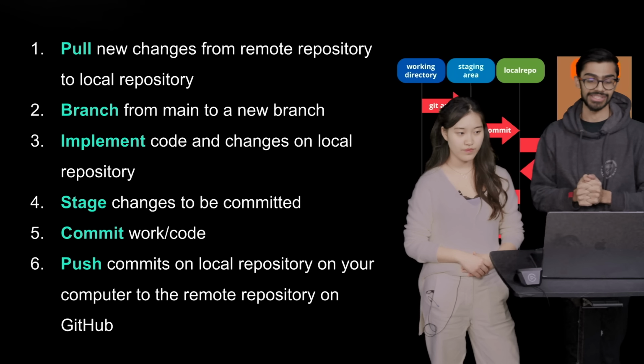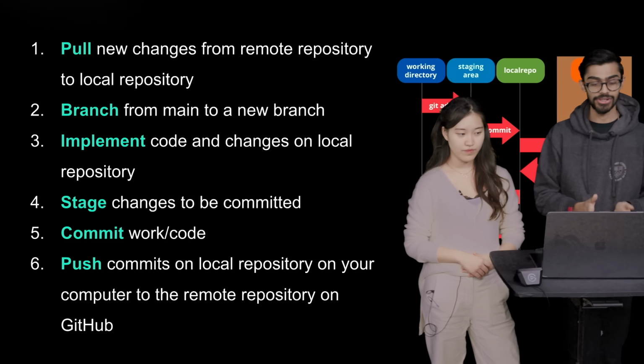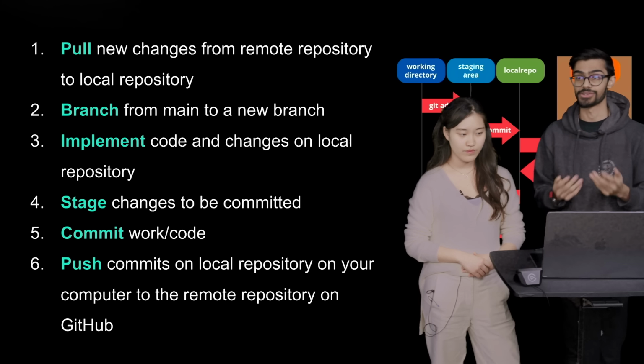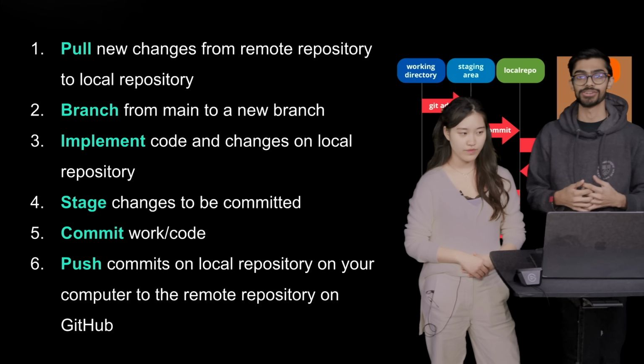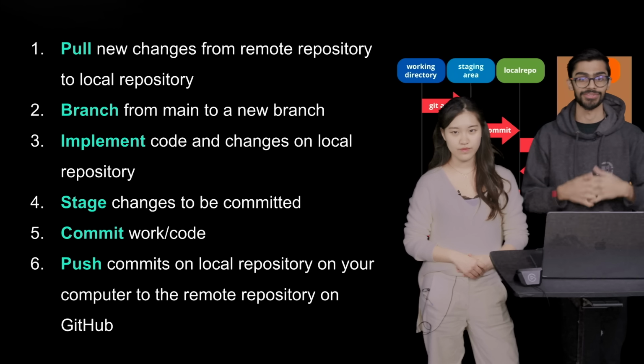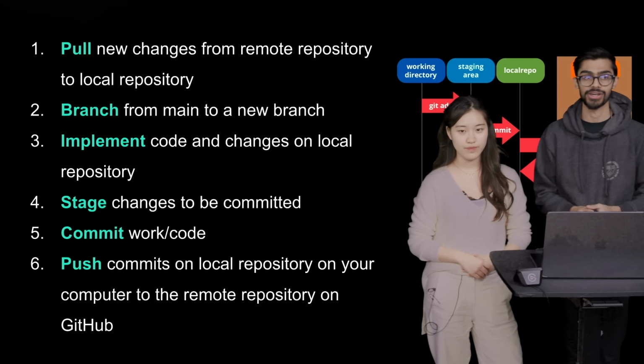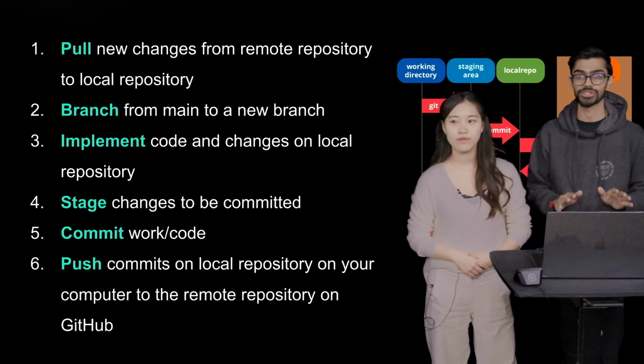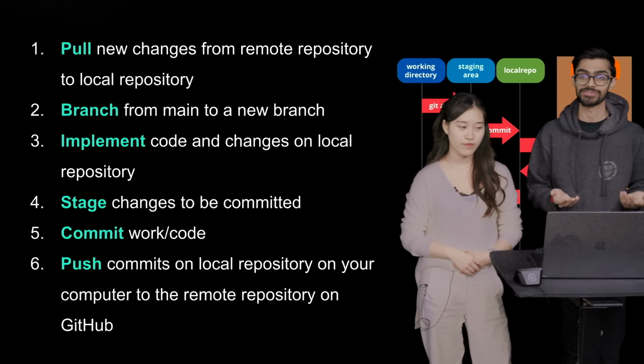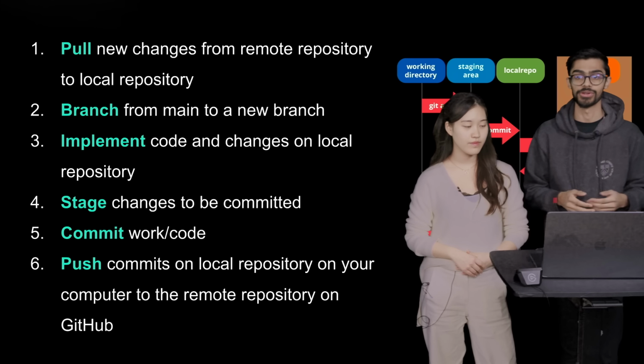And the last step is to push the commits from your local repository on your computer to the remote repository in GitHub. So essentially, pushing your code is sort of the final step, and pushing your code changes what is stored in the remote repository. So you only really want to push code once you're sure that it's the best version or the code that you're going to go forward with, so you don't lose previous versions that you've had before.